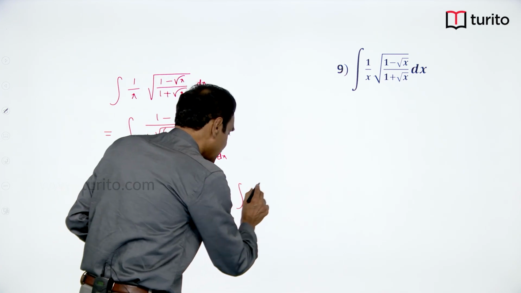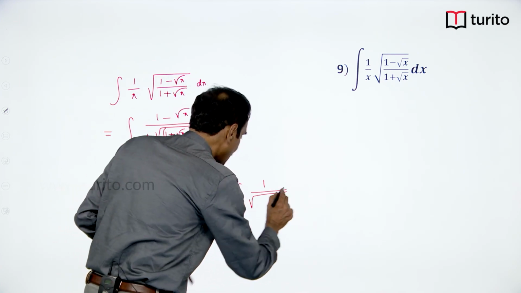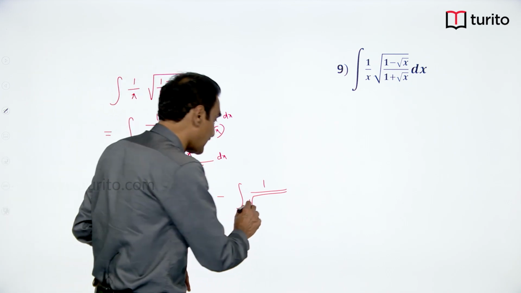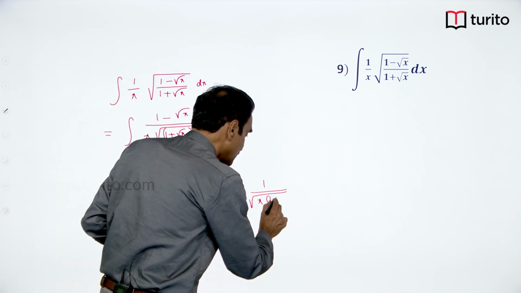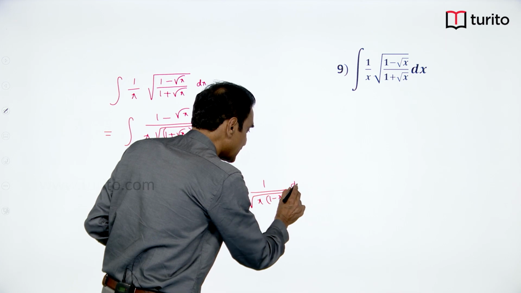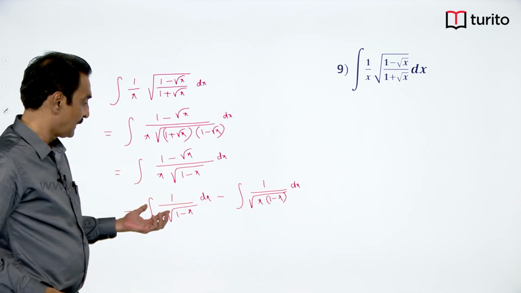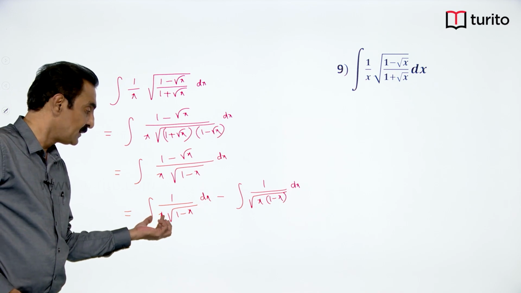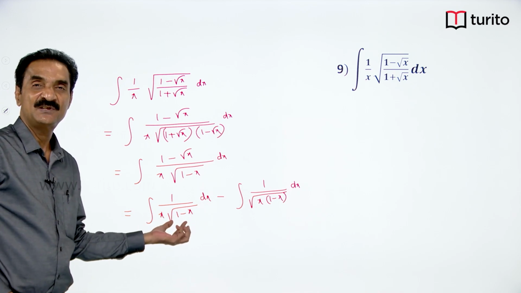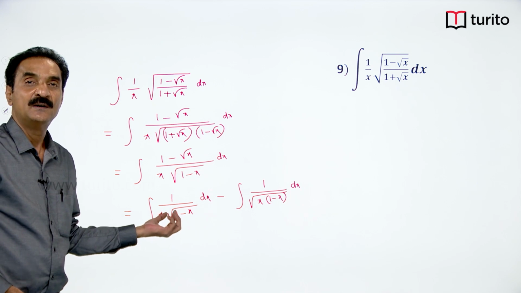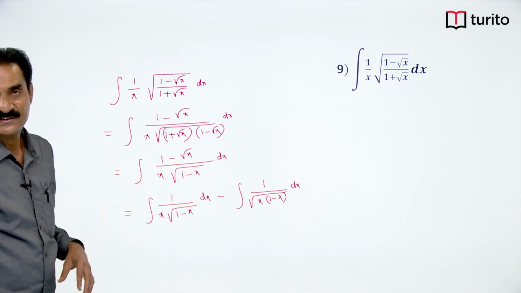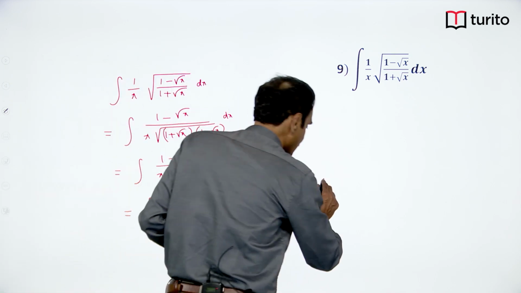You will get integral 1 by root x into root 1 minus x, which is root over x into 1 minus x dx. If the integrand is in the form of 1 by a linear term ax plus b into root over cx plus d, what is the substitution I told? Put cx plus d is equal to t square. So put 1 minus x is equal to t square in the first integral.